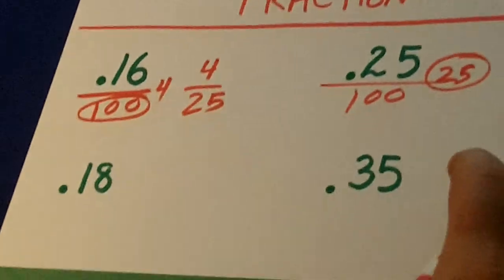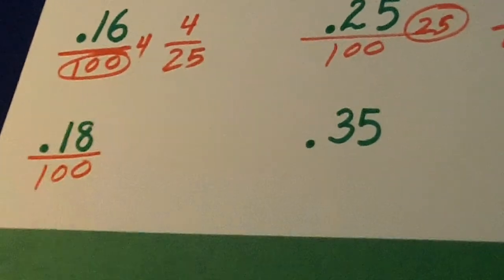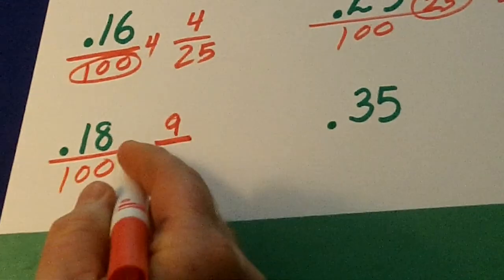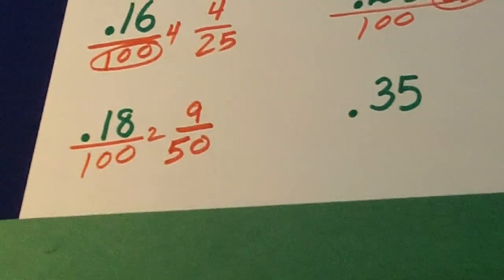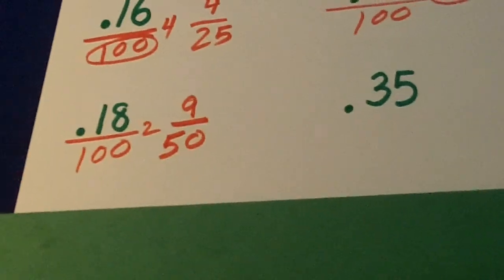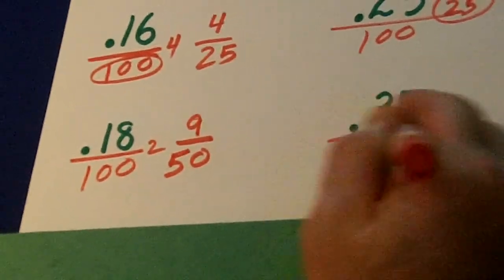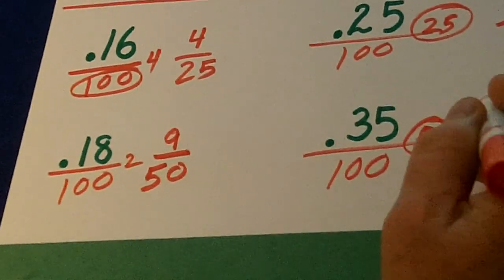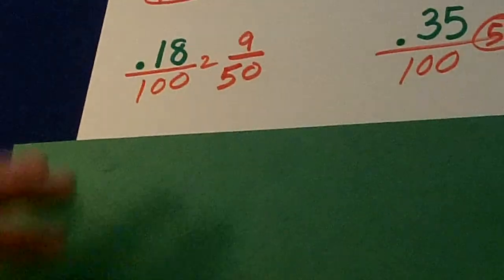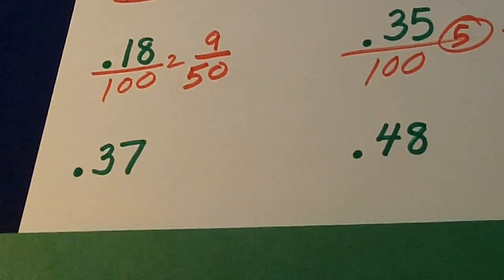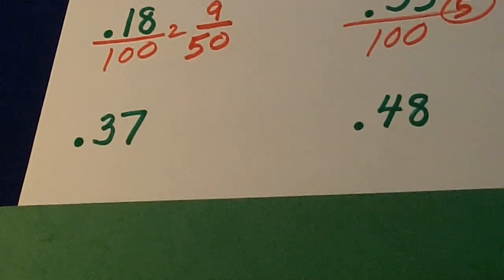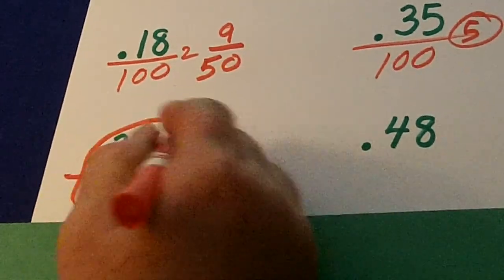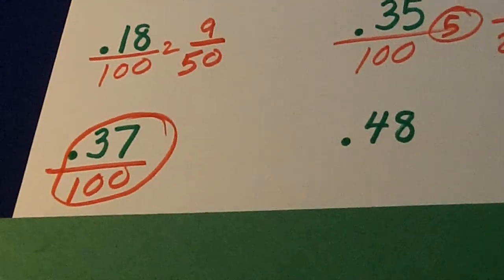Now, 18 over 100. What's the biggest number that can go into both? 2. So we get 9, and 2 goes into 100, 50. See, this all depends on, do you know which numbers go into 100? 35 over 100, oh, that's divide by nickels. 7 over 20. Okay? 37. Hey, that's a prime number. Nothing goes into 37, so there you are. 37 over 100, fully reduced.